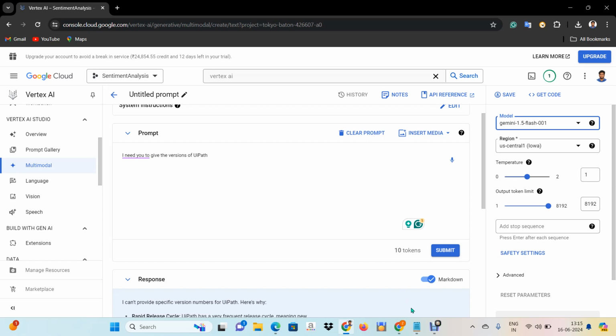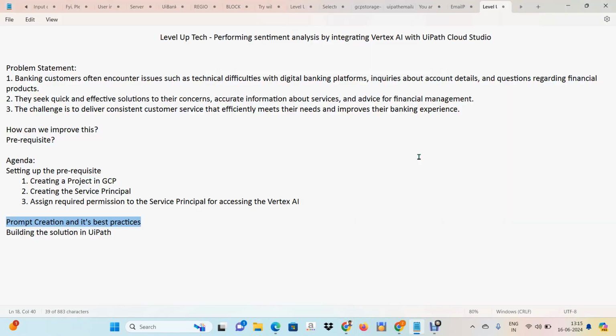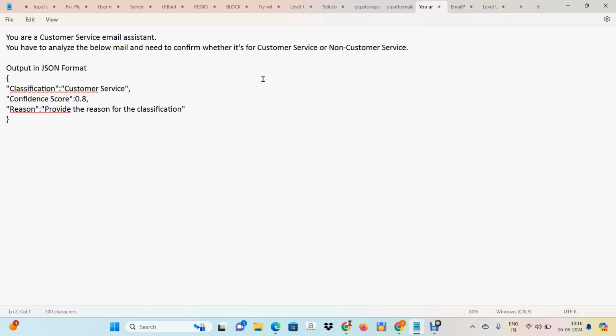So for that purpose only, we are going to create a prompt. How can we create a prompt? It is like creating the prompt and doing the testing. It is trial and error. By that only you will be able to fine-tune your prompt. So see here, I have created one prompt.